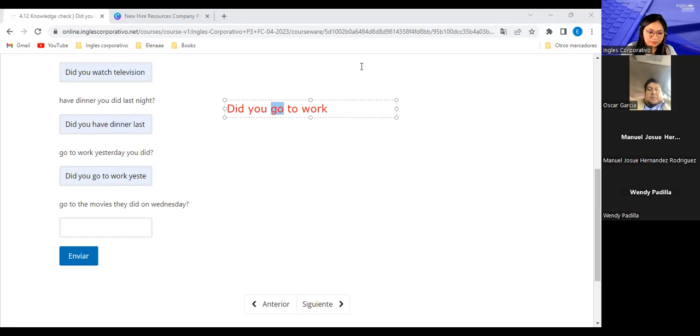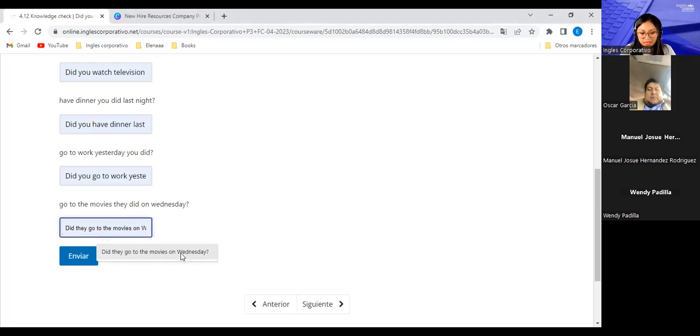Nos queda la última. ¿Qué piensa? Did they go to the movies on Wednesday? Oh, on Wednesday, yes. Aquí solo hay que hacer una corrección. Todos los nombres de días o años en inglés inician con mayúscula inicial. Es por eso que cuando usted lo redacte, recuerde eso. Escribir Wednesday con mayúscula inicial. ¿Ok?